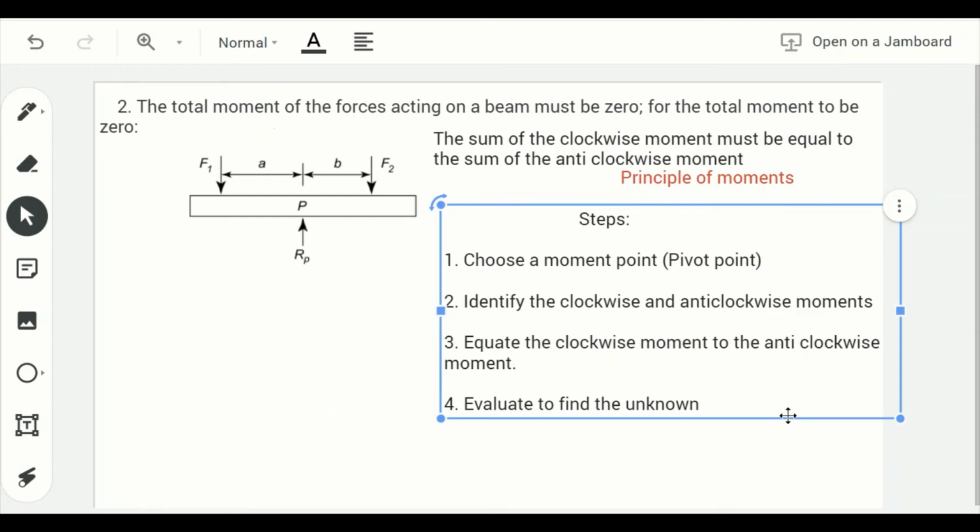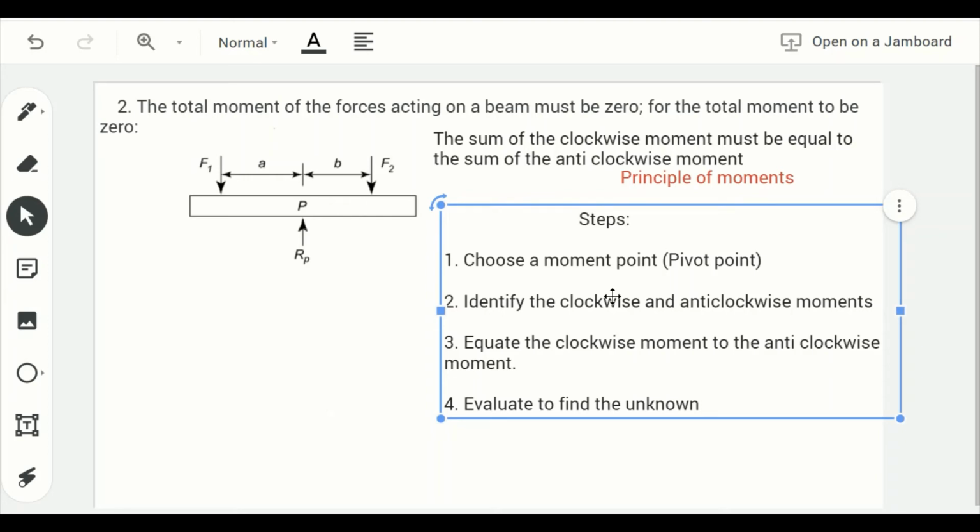These are the steps that we use for the second condition. Step 1, you choose a pivot point. Step 2, you identify the clockwise and anti-clockwise moments. Step 3, you equate the clockwise moment to the anti-clockwise moment. Step 4, you evaluate to find the unknown. I will show us now how to apply these steps in this question.